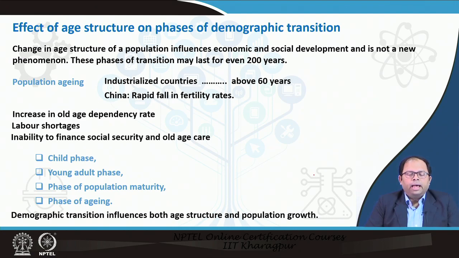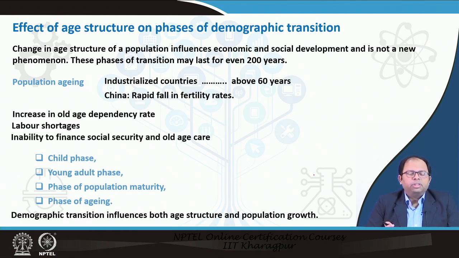This is not a new phenomenon. And as I was saying, these phases of transition have lasted even 200 years, like the phenomenon of population aging, where industrialist countries show most of the population above 60 years of age, or China is showing a rapid fall in fertility rates. So with population aging, because old people are increasing in society, old age dependency rates are increasing, and this leads to labor shortages and also inability to finance social security and old age care. That means the number of people supporting the older age groups is lower.